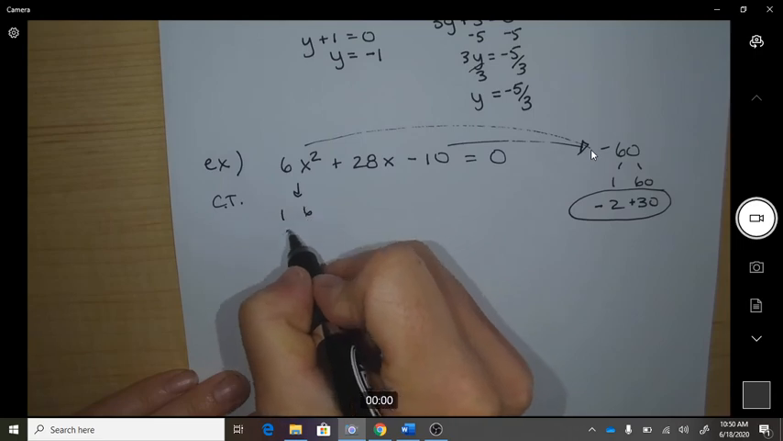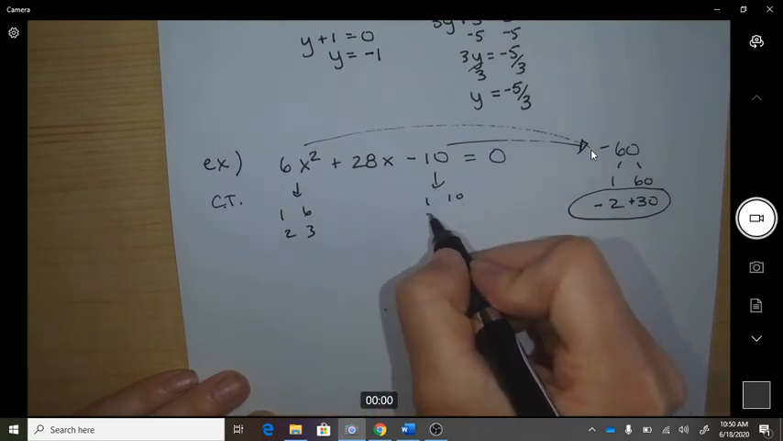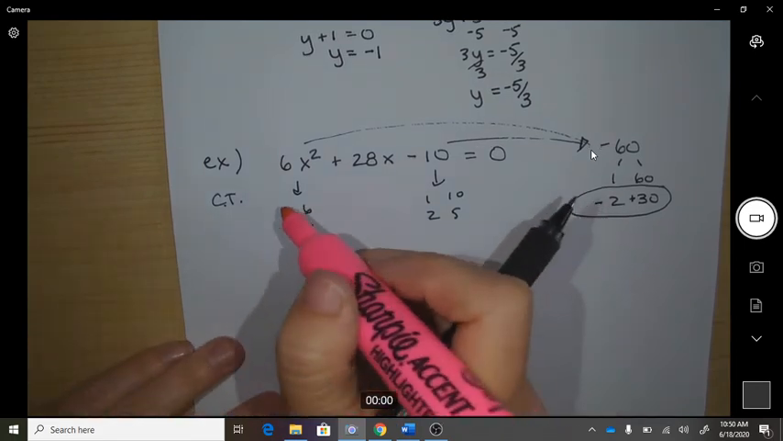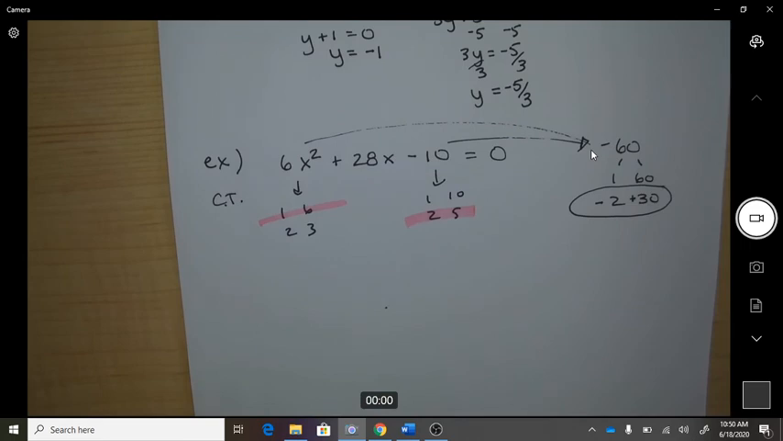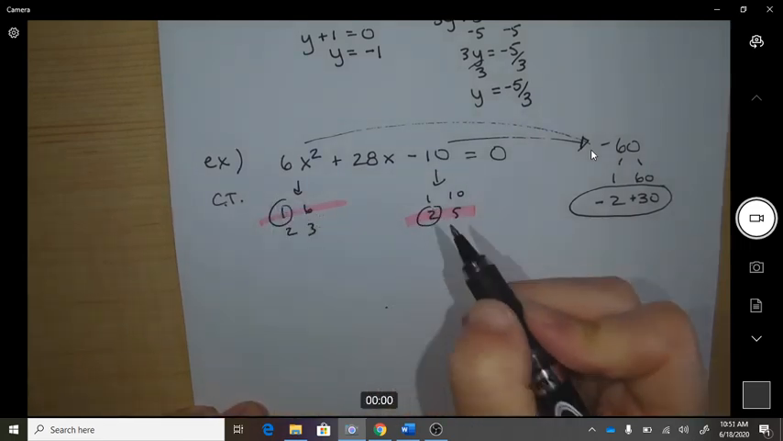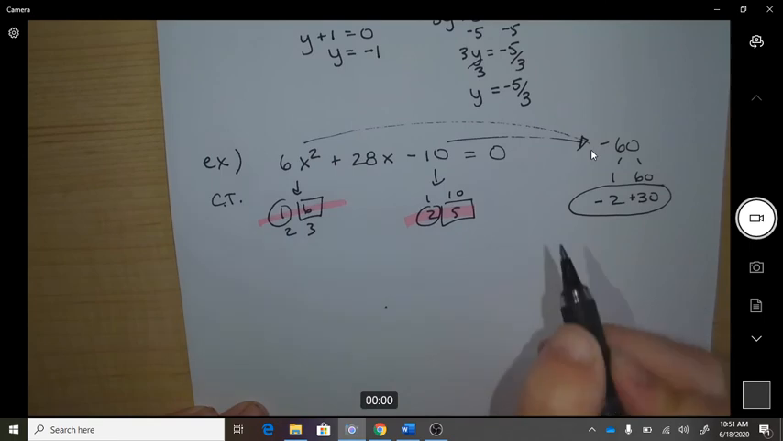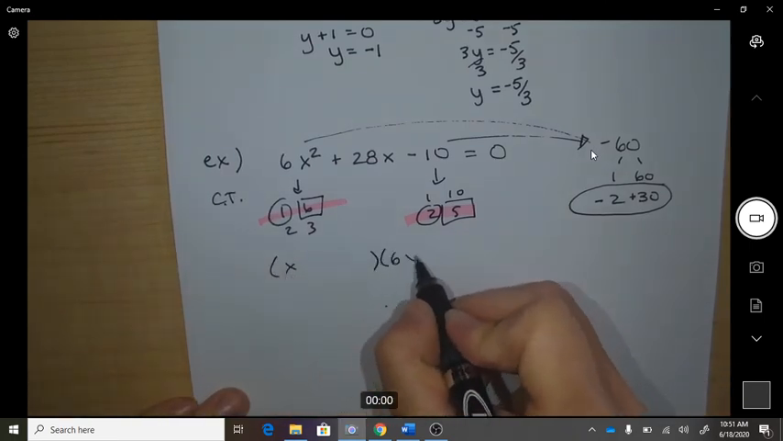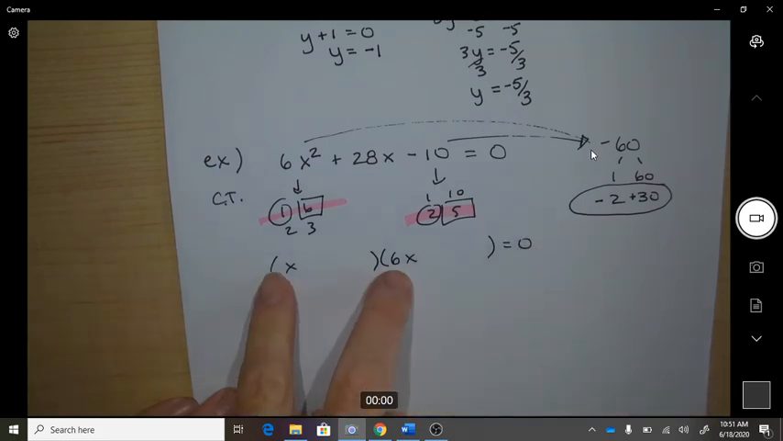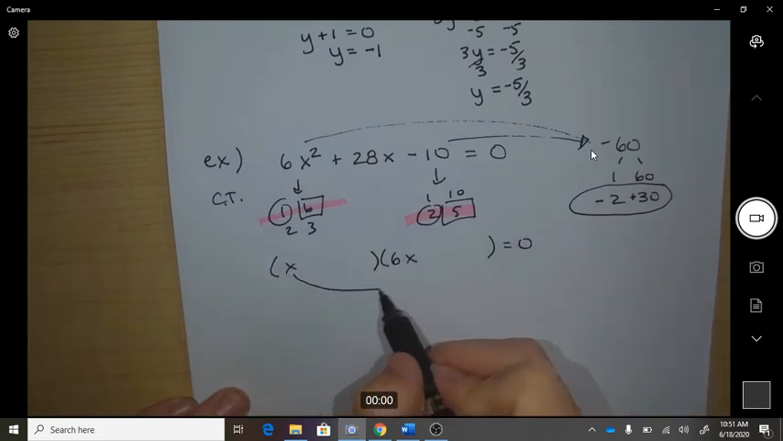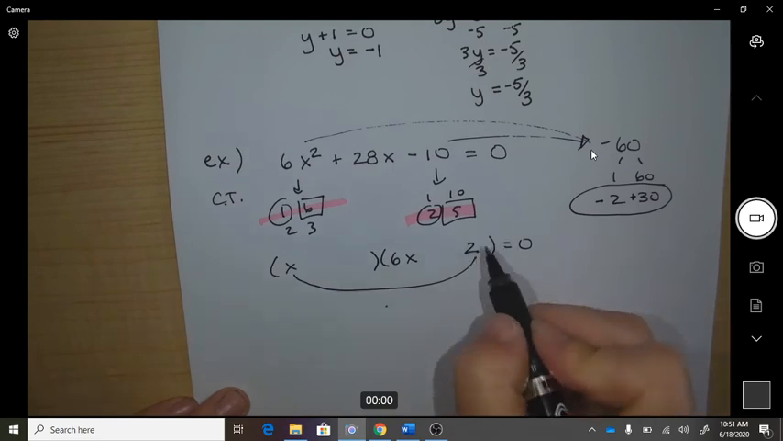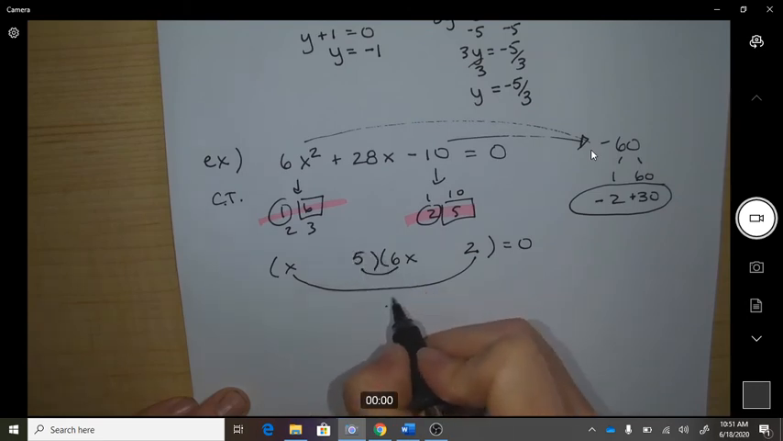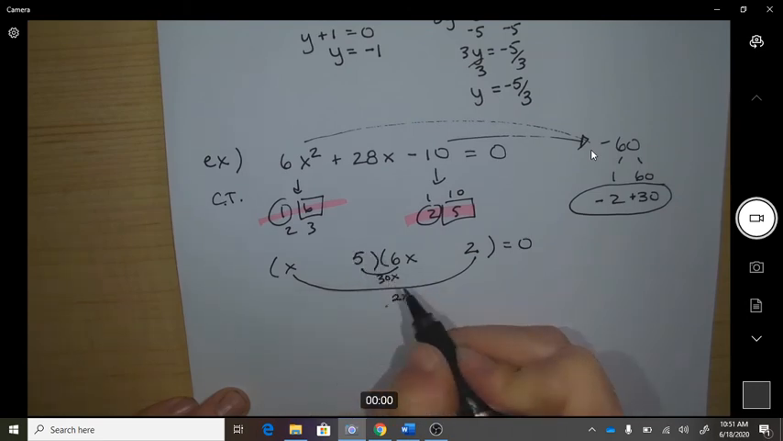Okay, so 1 and 6, 2 and 3, 1 and 10, 2 and 5. I'm looking for a 2 and a 30, so I will use that. Here would be my 2, and here would be my 30. So this would be x, 1x, and 6x. And I'm going to pair my 1x with my 2, and the 6 with the 5. So there's the 2x and the 30x I was after.